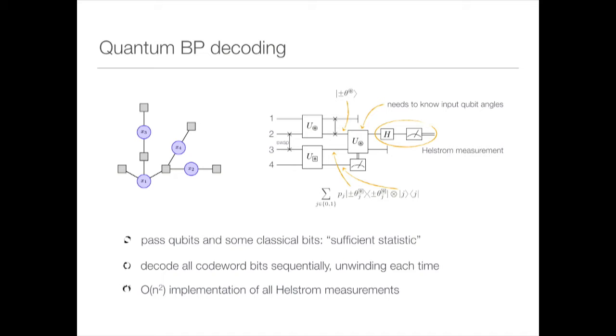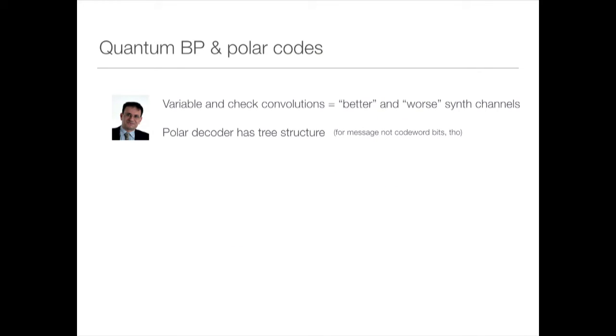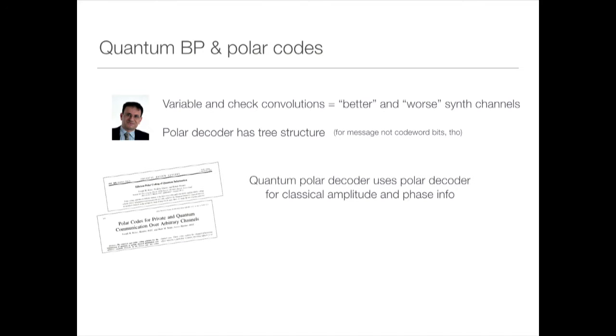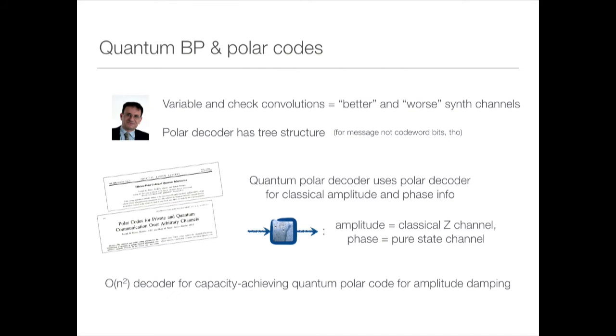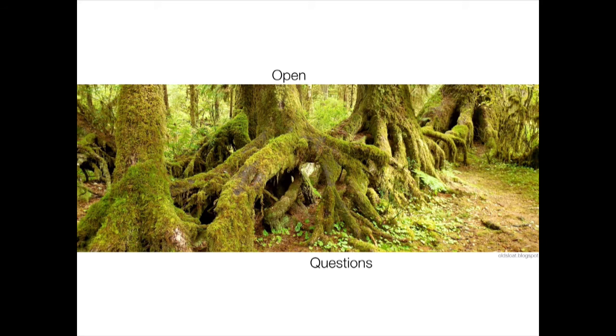So in this case, we're going to have to decode all the code word bits sequentially because we'll have to run this for x1 and then reverse it, make the measurement here, and then reverse it all, and then run it for x2 and reverse it and run it for x3. So in the end, you get an order n squared implementation of all of the Helstrom measurements. Okay, I don't think we really have time to talk about the polar coding case. Let me skip this. But just how you can build the polar decoder for it. And you would get this order n squared decoder for the amplitude damping case. Okay, so the open questions in the last 3 seconds.